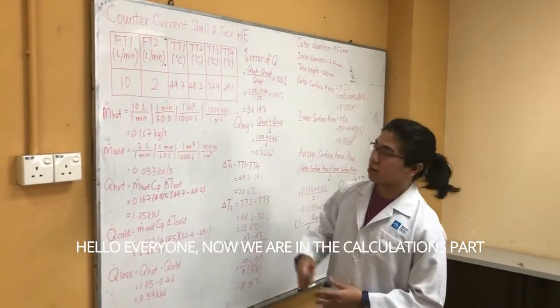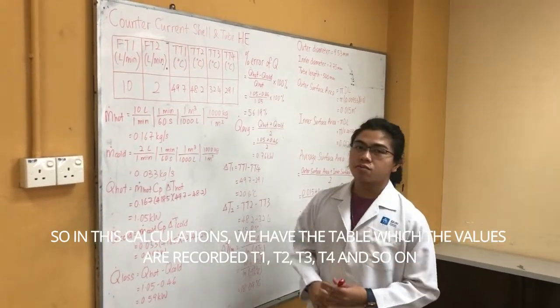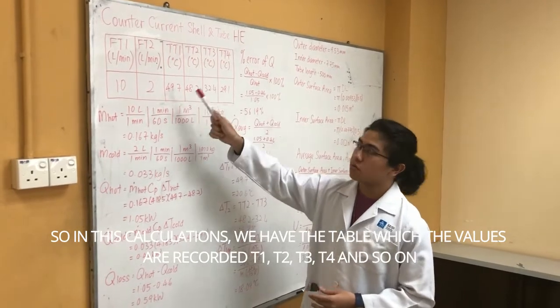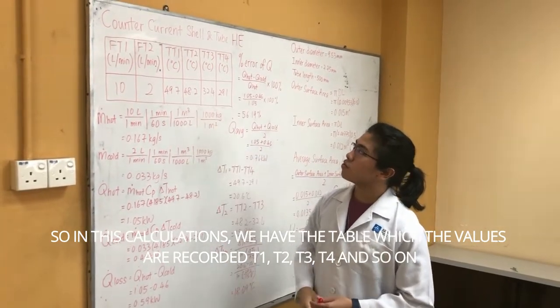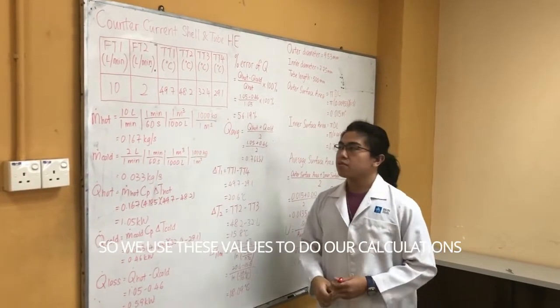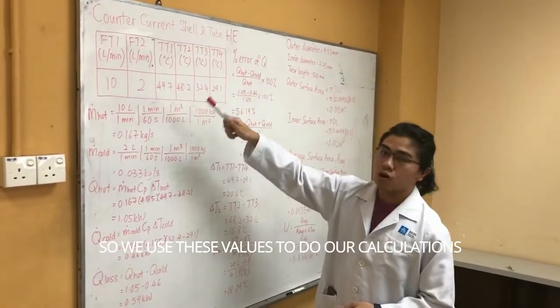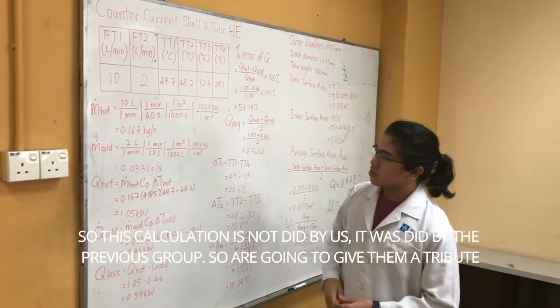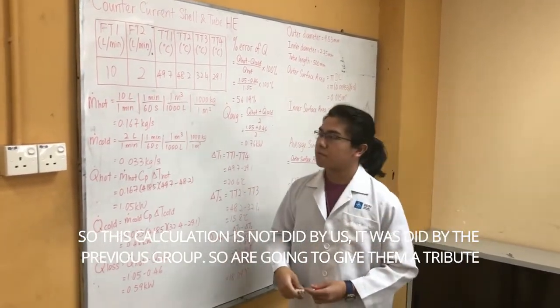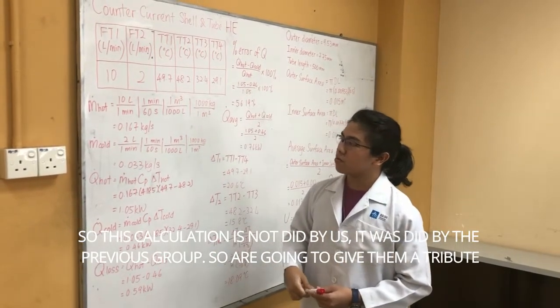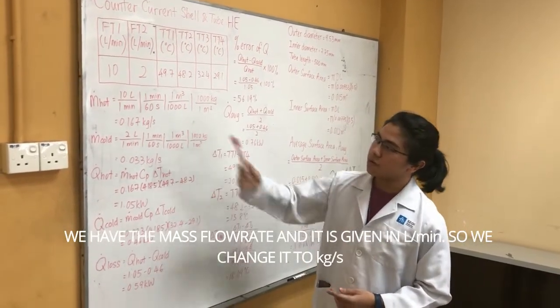Okay, hello everyone. So right now we're in the calculations part. In these calculations, we have the table where we recorded the values, the T1, T2, T3, T4, and so on. We use these values to do our calculations. This calculation was not done by us, it was done by Jasmine's group, and we're going to give them credit. Over here we have the mass flow rate.